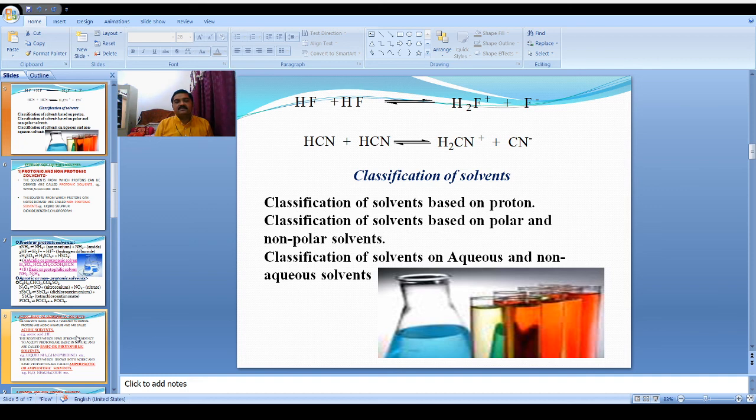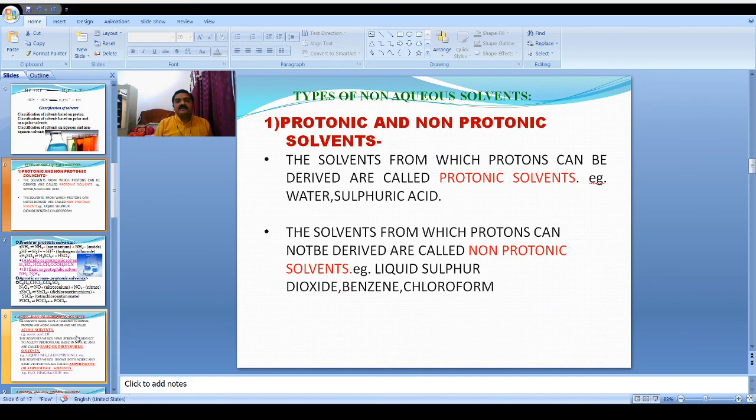And the next point of this topic is classification of the solvent. Classification of the solvent based on protons. Then the classification of solvent is also based on polar and non-polar solvent, and also upon the aqueous and non-aqueous nature of the solvent here. Types of the non-aqueous solvent. So first, protonic and non-protonic solvent.